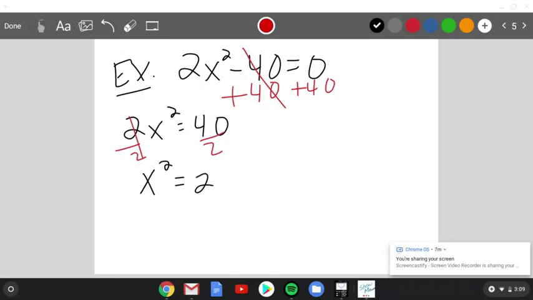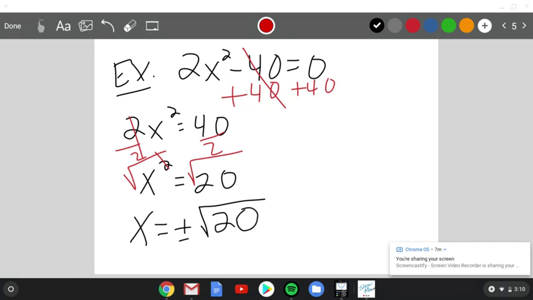X squared equals 20. Now we can square root both sides. We still need to put plus minus every single time, but 20 is not a perfect square. And so you'll remember learning this, especially when you were working with quadratic formula. We need to simplify this radical, this square root of 20. I don't want you to put it in the calculator and get a decimal answer. We need to break this down into a factor tree and get it as simplified as possible.